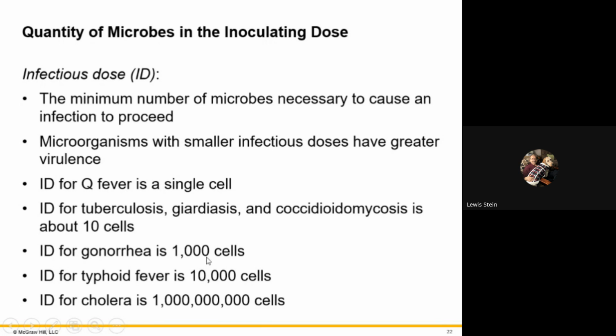Gonorrhea, 1,000 cells is a relatively small dose. I cannot tell you how many cases of gonorrhea. It was absolutely rampant in the 70s when I started working in an emergency room. Oh my goodness. Until HIV and AIDS became a diagnosis, people did not use condoms. They were only used vis-a-vis pregnancy, if somebody was on the pill or had an IUD or some other means.